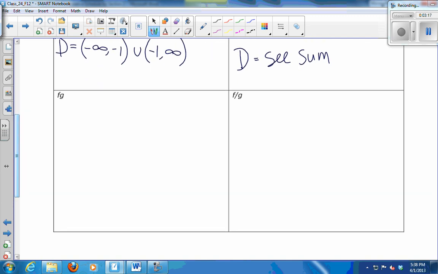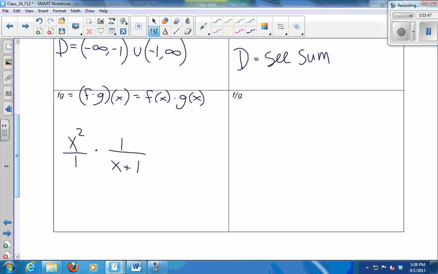F times G could be written as F times G of X, or F of X times G of X. They all mean the same thing: multiply your two functions together. So I'm going to have X squared times 1 over X plus 1. And just because it's easier than the addition and the subtraction, I'm actually going to multiply them together, because I can just throw that over 1, multiply the tops, and multiply the bottoms.